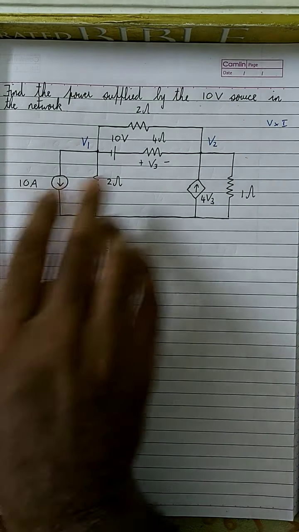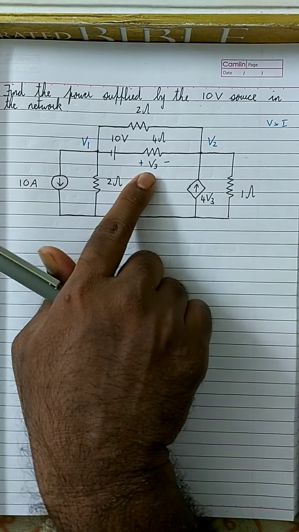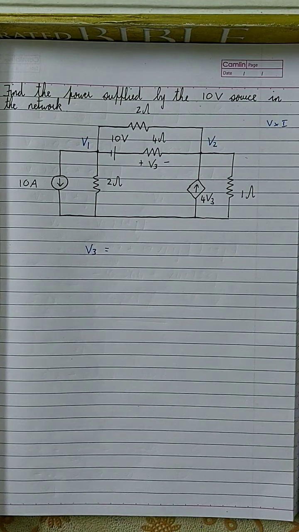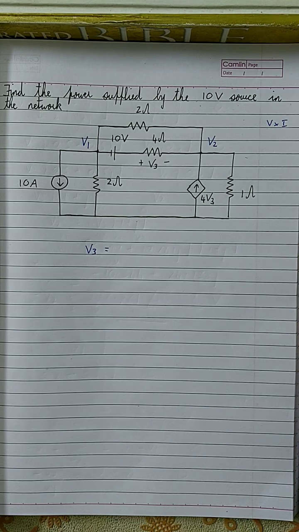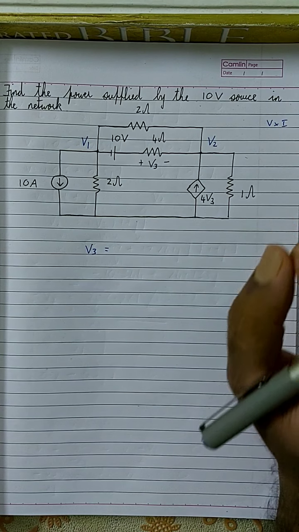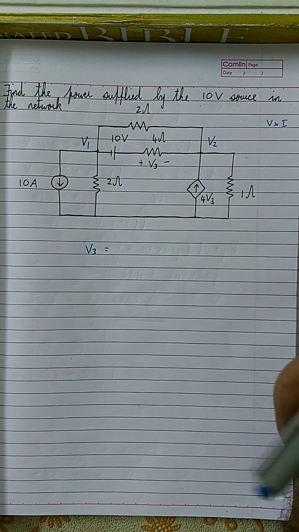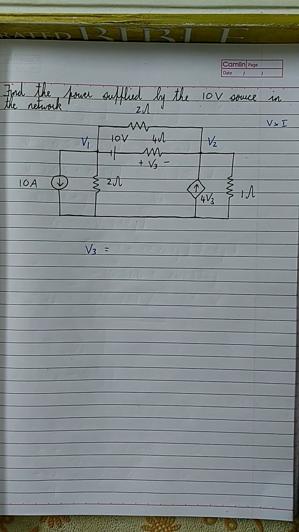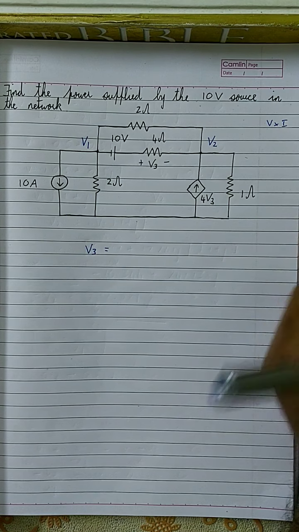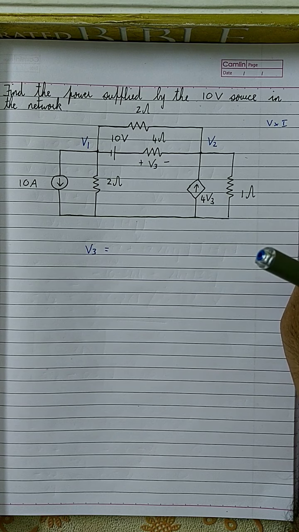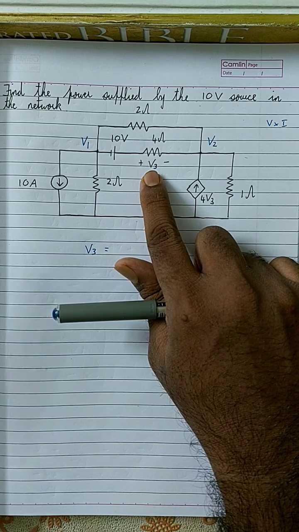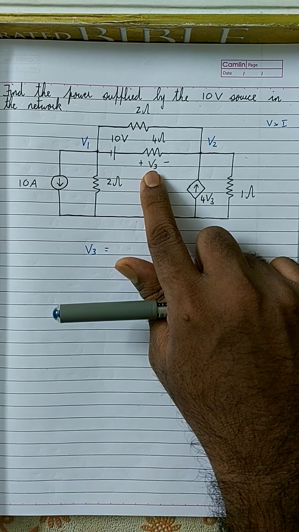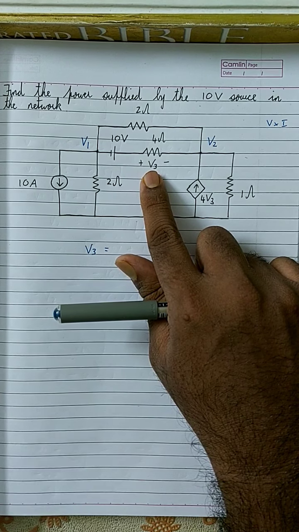Now I'll tell you how to find the voltage across V3. It's a little bit tricky. It's not difficult, it's very easy, but you need to understand the concept. I have already told this concept many times: current always flows from a higher potential to a lower potential. So if you want to find the value of V3, we need to find which side of the resistor is the higher potential and which side is the lower potential, because current flows from higher potential to lower potential.